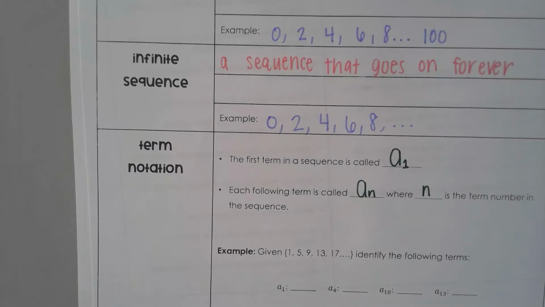So if you see A11, you're talking about the 11th term. If it's A with a 50, it's talking about the 50th term.